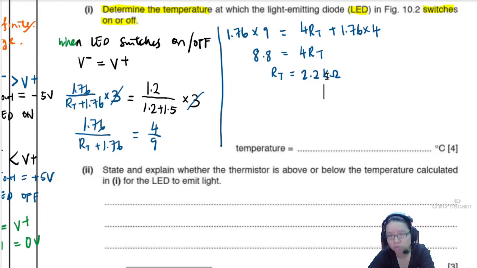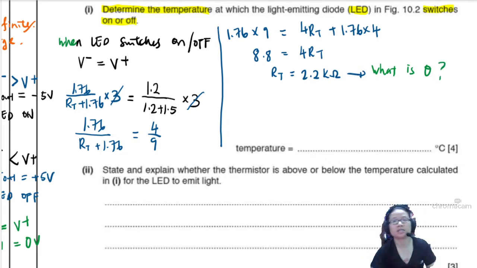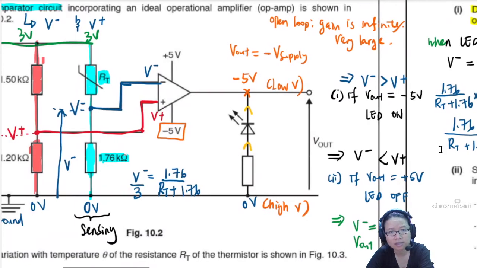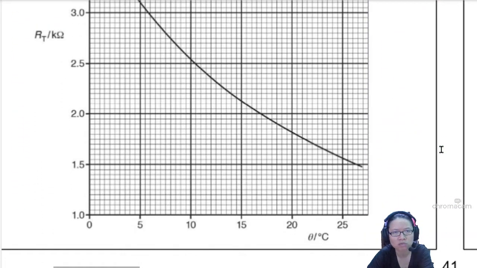So 2.2 kilo ohm is the resistance of the thermistor. But they're asking you, what's the temperature? So now you know that the thermistor is 2.2 kilo ohm, you're going to ask yourself, what is theta? The graph. Yes, we go look at the graph. We haven't used the graph yet, right? Okay, let's look at this beautiful graph.